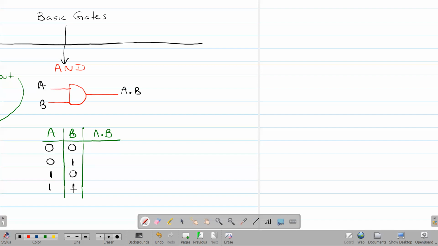So the output is going to be produced like this: 0 into 0 gives you a 0. 0 into 1 gives you a 0. 1 into 0 gives you a 0. 1 into 1 will only give you a 1. Right? So that is something you need to remember about how this works. Inputs will be multiplied and the output will be taken. So that is how the AND gate works. Is that clear, everyone?